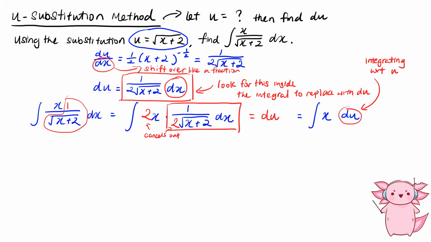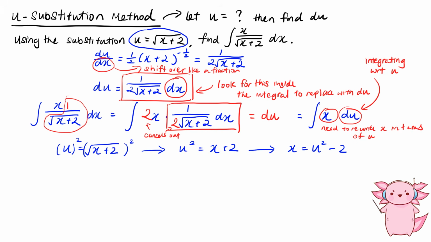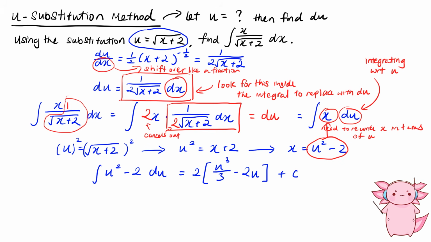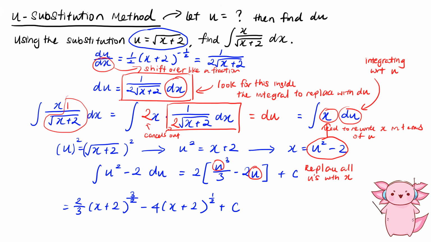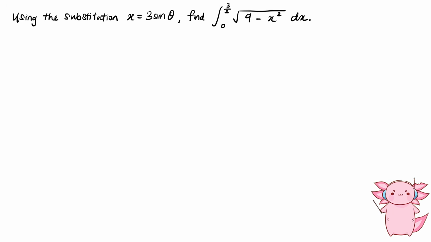Since now we are integrating with respect to u, we rewrite x in terms of u, which is x equals u squared minus 2, and then sub it in and perform our integration. Then the final step is to just replace all the u in terms of x like this, and then we are done. Here's a more difficult substitution integral, where our goal is to change everything in terms of theta.